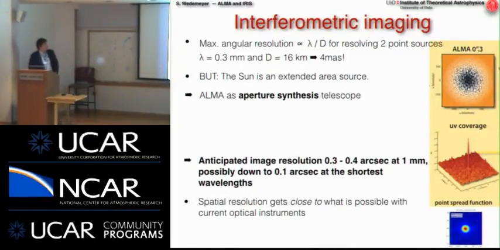So that means we don't expect 4 milli-arcseconds for maps, but maybe 0.3, 0.4 arcseconds at 1 millimeter. And that scales with wavelength, so you clearly could possibly get down to 0.1 arcsecond for the shortest wavelengths. That's the hope that we have there.